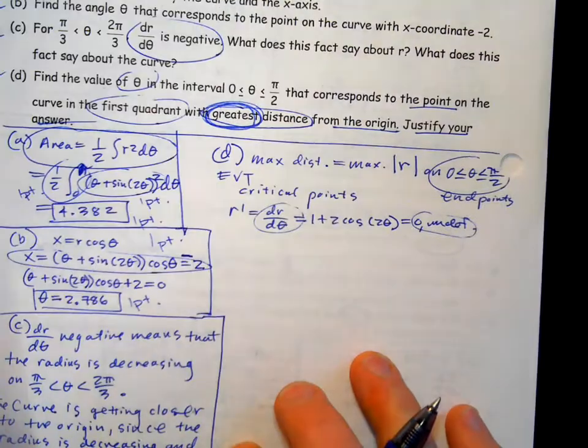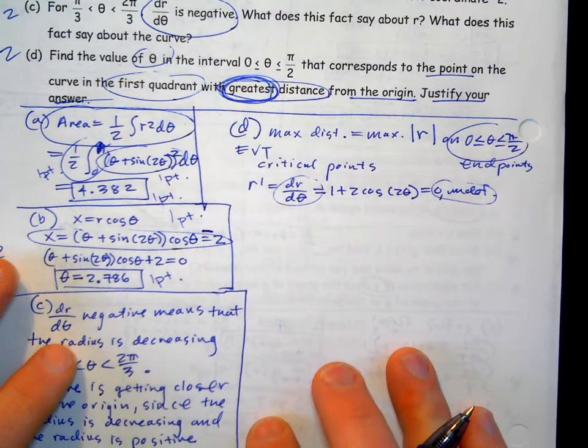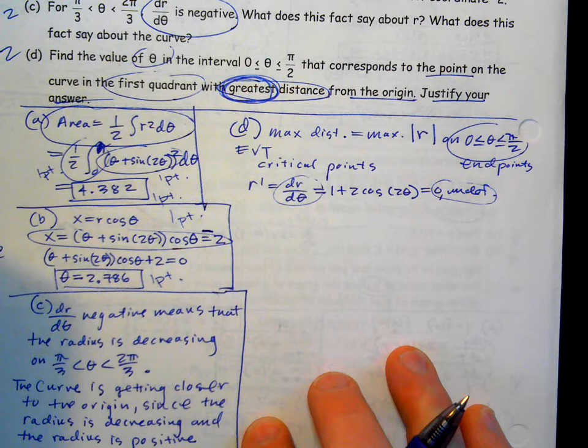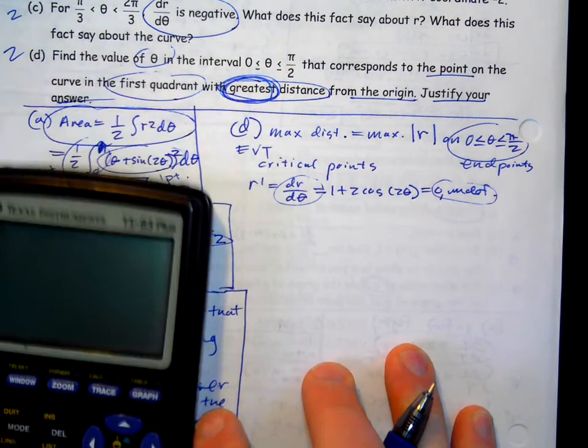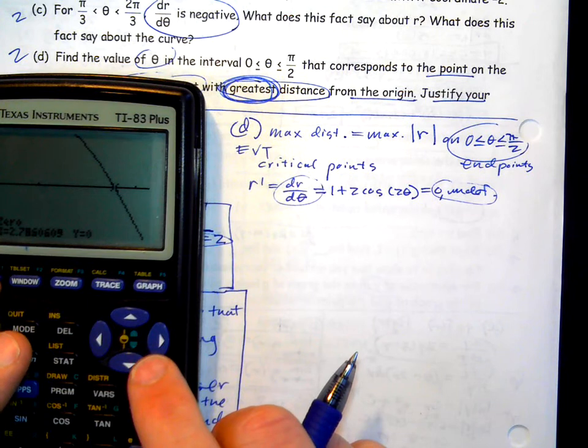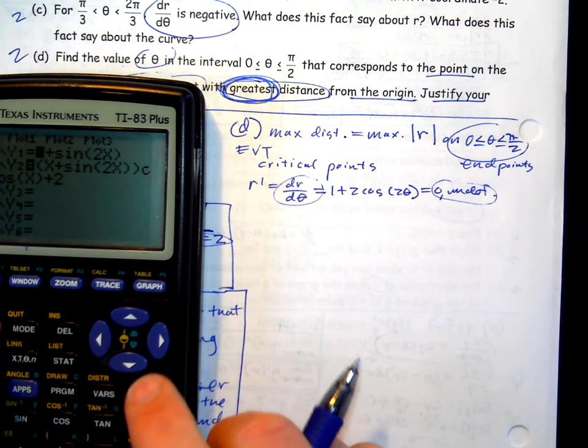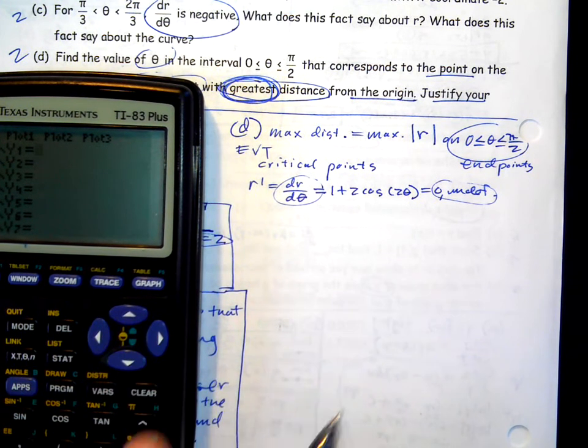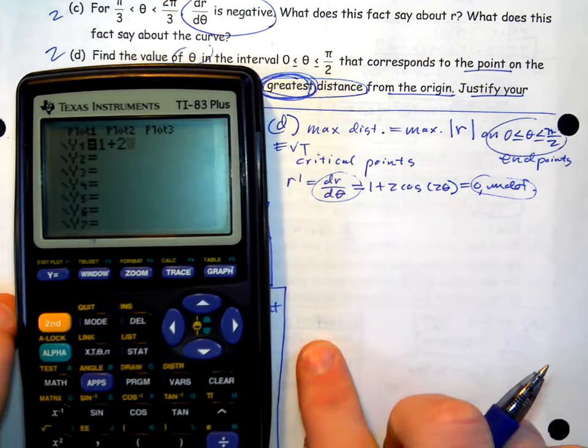That doesn't mean we can leave the endpoints out of our analysis. You can't say, look at the picture, that's my justification. So I'm going to put the derivative in here and solve it.